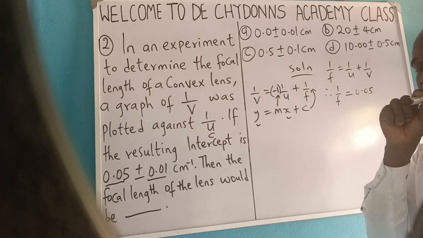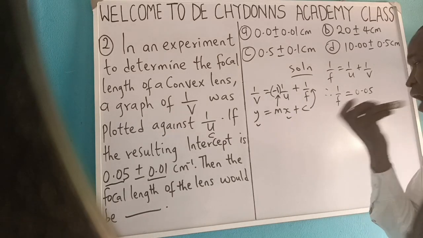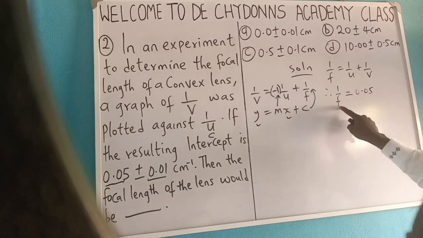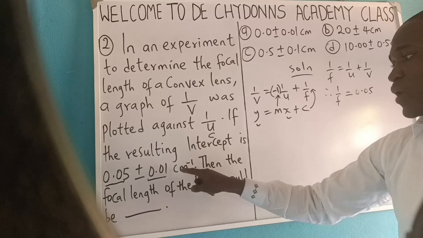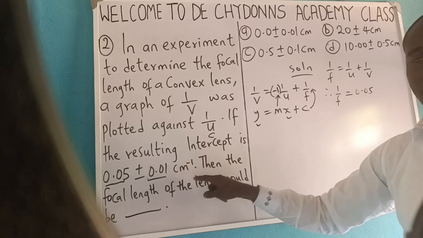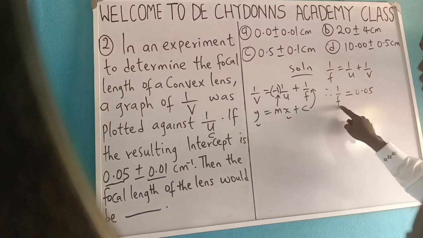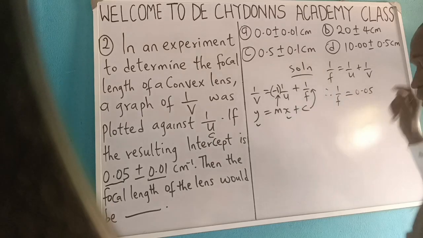0.05. That is our 1 over f. You see, now 1 over f is what we have here. That is why the unit is per centimeter here, because it is 1 over something. That is why it is per centimeter.